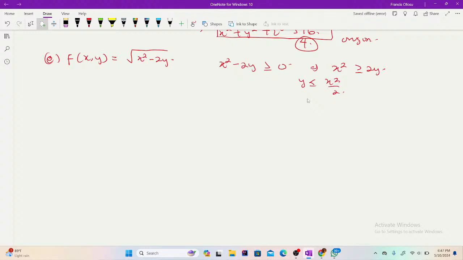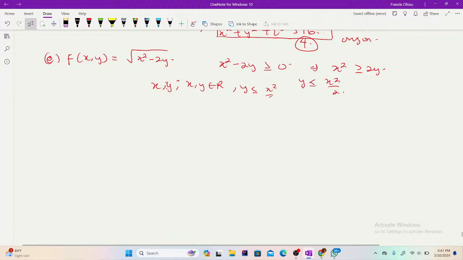So the domain is such that x comma y is a member of all real numbers, right, where y is less than or equal to x squared over 2, and this is enough for our domain. Okay, this is enough for our domain, right? Yep. So now let's see more complicated domains.